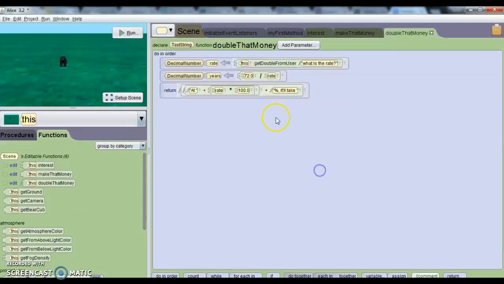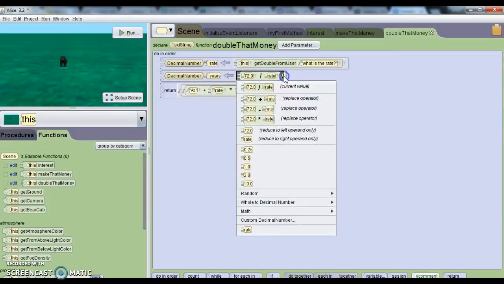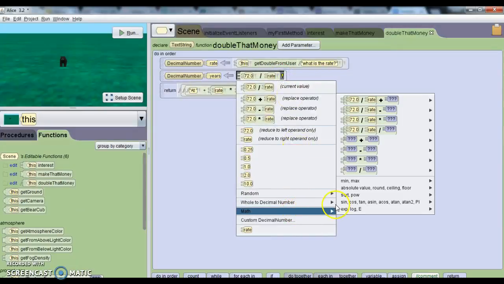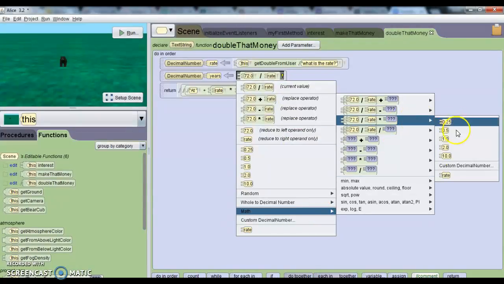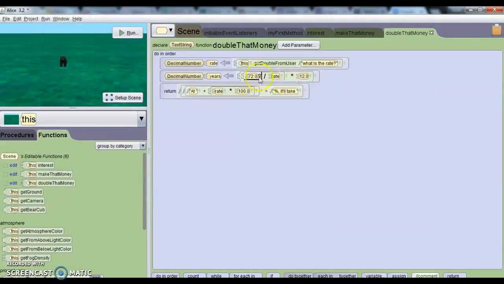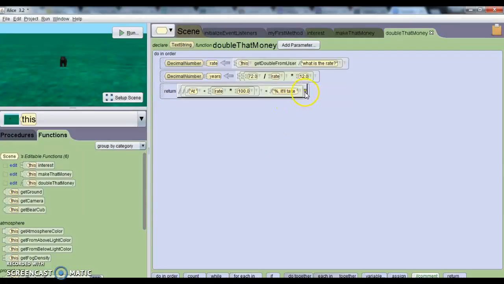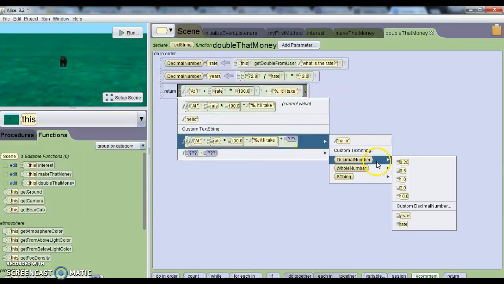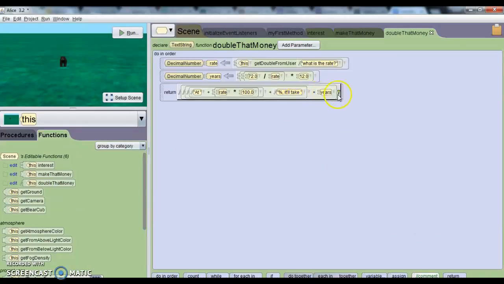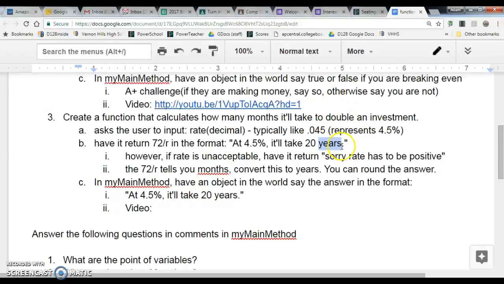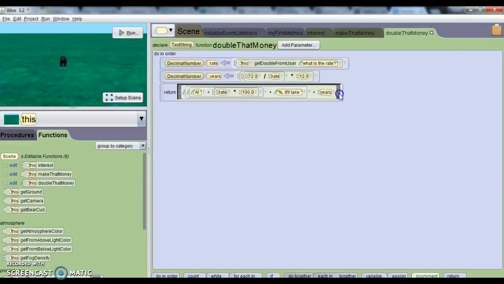So to convert that to years, we need to, and be careful, you want to calculate all of that math multiplied by 12. So 72 divided by rate tells you months. Converting this to years, and you could round it if you want to. Okay, but let's see what happens here. So it'll take plus a decimal number, years, and then we need to tack on the text string years at the end.